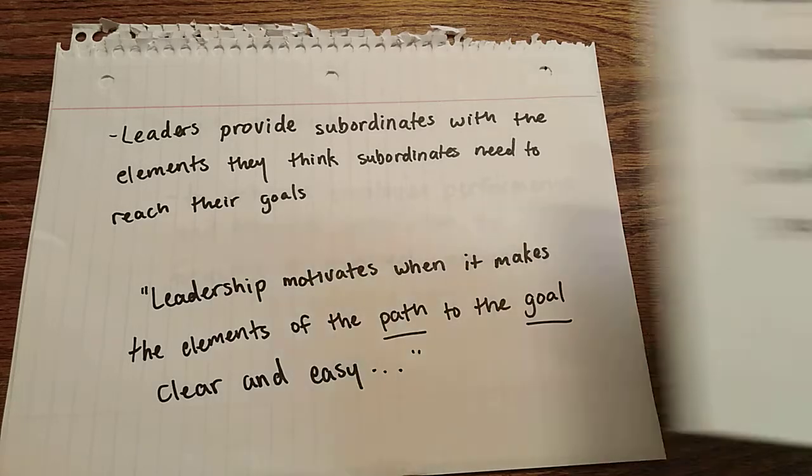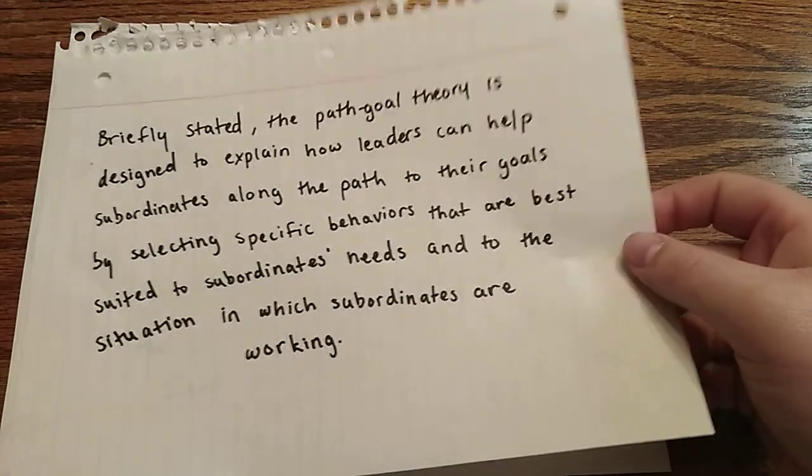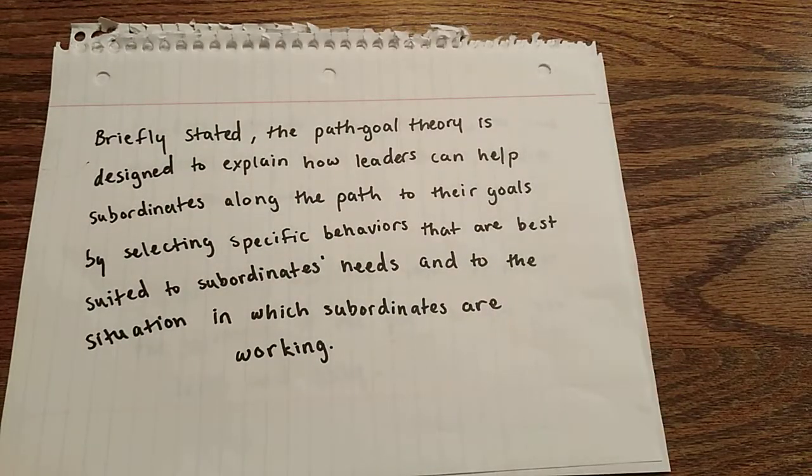Briefly stated, the path goal theory is designed to explain how leaders can help subordinates along the path to their goals by selecting specific behaviors that are best suited to subordinates' needs and to the situation in which subordinates are working. Whether a particular leader behavior is motivating to subordinates is contingent on the subordinates' characteristics and the characteristics of the task.